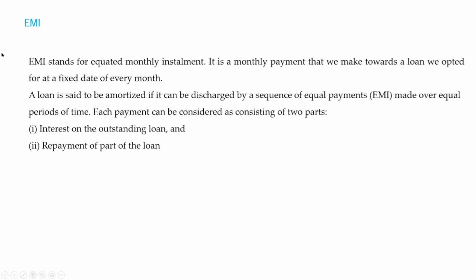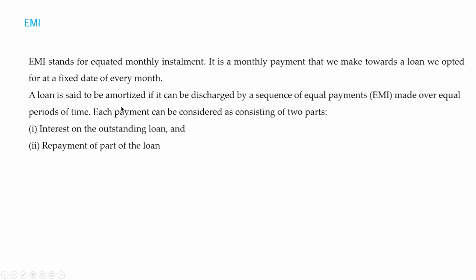Now moving on to EMI. EMI stands for equated monthly installment. So it is a monthly installment that we have to make towards a loan which we have opted, at a fixed date of every month. It is a very usual term which is used nowadays.